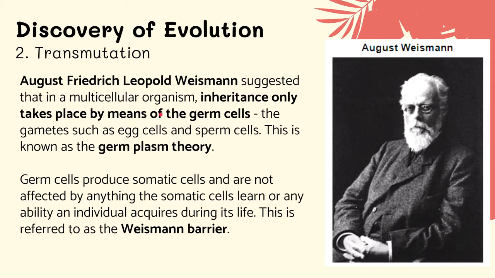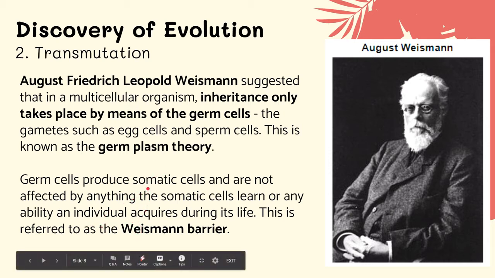If you still remember our lesson about sexual reproduction, haploid egg cells and haploid sperm cells unite during fertilization to produce a diploid zygote. Now that zygote will produce somatic cells or body cells, which will grow and develop into a new organism. Now anything that the body cells acquired or learned throughout their lifetime cannot be passed on to the egg cells and sperm cells because of what is referred to as the Weismann barrier.